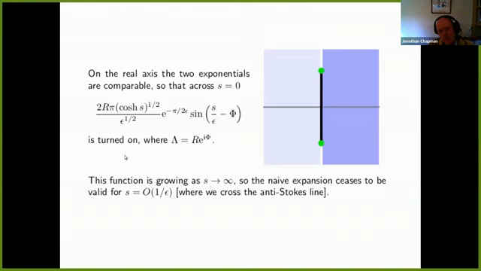What would happen is that the naive expansion ceases to be valid when this term becomes order 1. So when S is order 1 over epsilon, the e to the S over 2 here starts to become comparable to the e to the minus pi over 2 epsilon here. And I would cross the anti-Stokes line, where at S is equal to pi, this thing would actually balance with this.